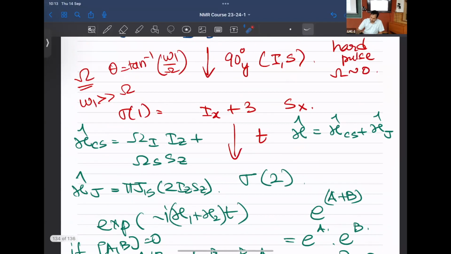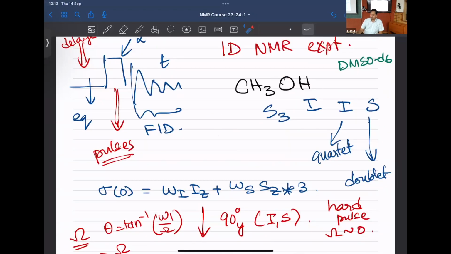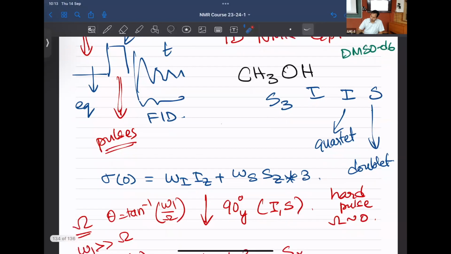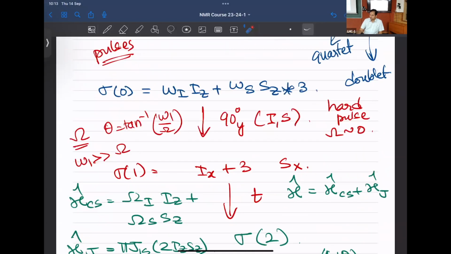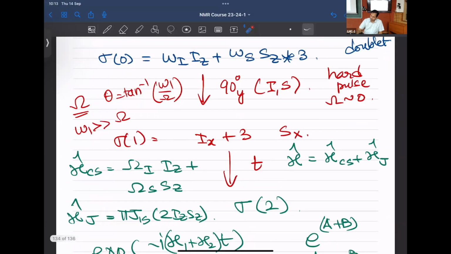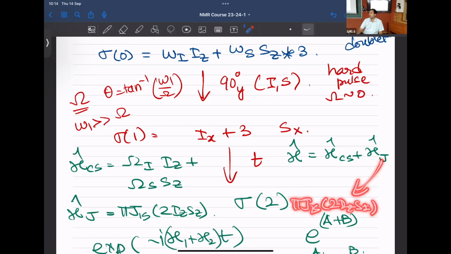When has it happened? It has happened after the application of the 90-degree pulse. Clear? You're having the time evolution here. And therefore, you have to understand what is the Hamiltonian at that point. The Hamiltonian at that point is a sum of chemical shift and scalar coupling. Agree? Since it's a two-spin system, the chemical shift Hamiltonian is going to be omega_I Iz plus omega_S Sz. Correct? And the weak coupling Hamiltonian is going to be pi J_IS 2 Iz Sz, since we said it's weak coupling.